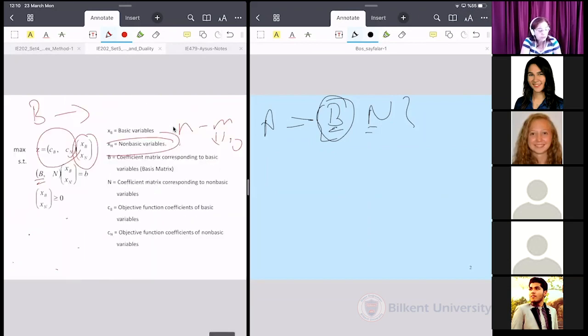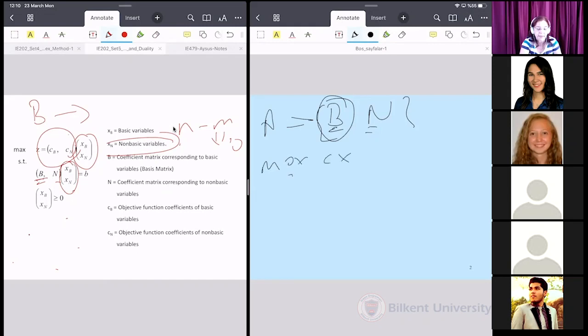That's what we're doing. Instead of A, we say B and N. According to this partition, I partition my x vector into xB and xN. While this x vector multiplies the c vector too, so I have to partition my c vector too. And this is it. My original problem.